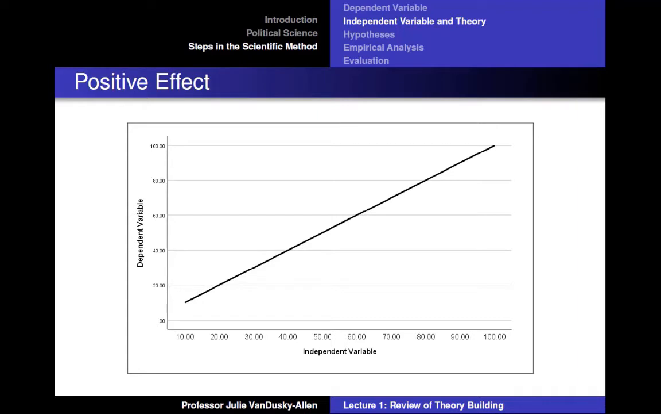The dependent variable is on the y-axis or vertical axis. The independent variable is on the x-axis or horizontal axis. The values for both variables are on each axis. In addition, this line here represents the relationship. As you can see, when there's a positive relationship between two variables, as the independent variable increases, the dependent variable increases.